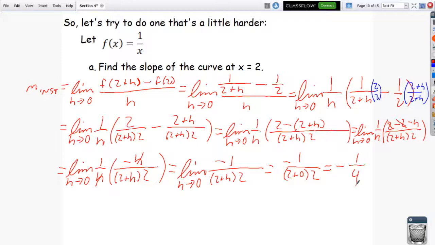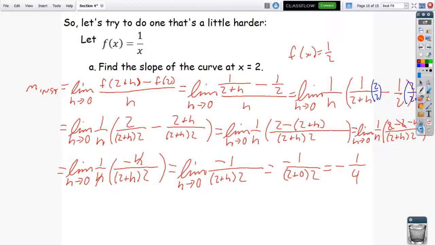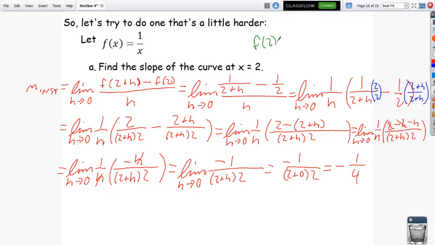Wow, that's cool. I happen to know that at the point x equals 2, f of x is equal to 1/2. You know what? I'm going to scale this back a little bit. If my computer doesn't freeze, I hope it doesn't because I don't feel like re-recording this lesson. I'm going to put this in green. At x equals 2, f of x is going to equal 1/2. So the point that I'm going through is 2 comma 1/2.